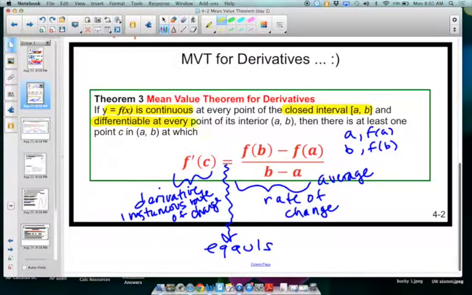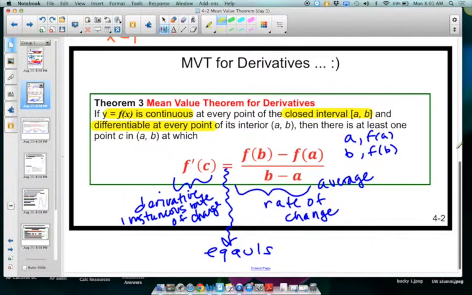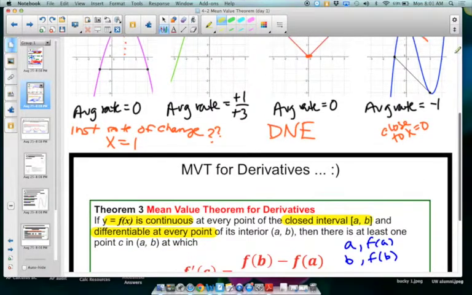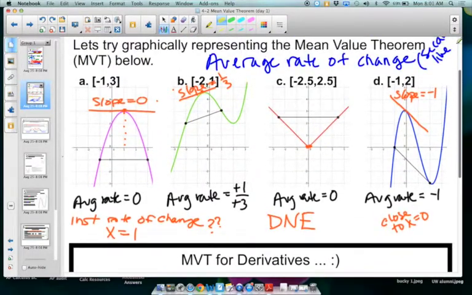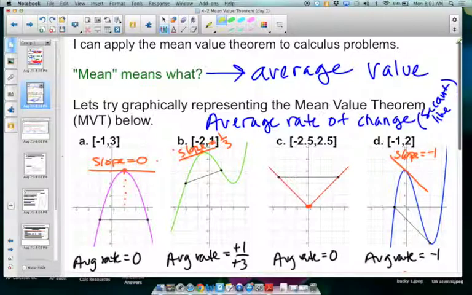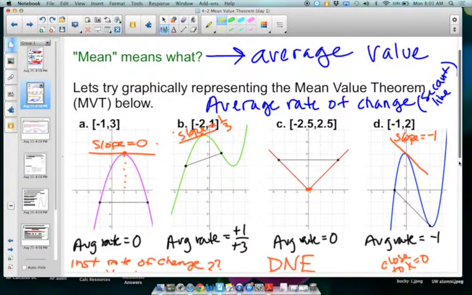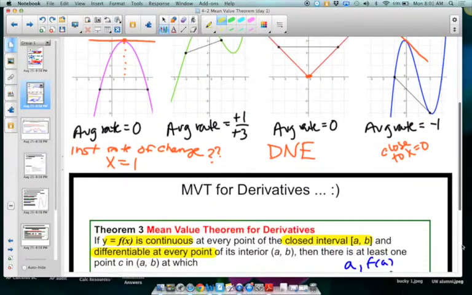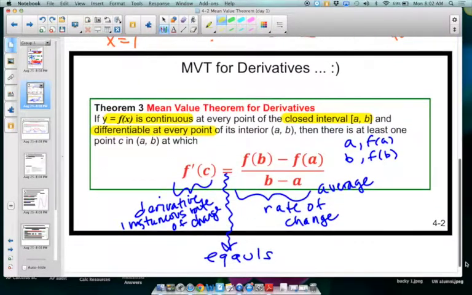Were all of those functions differentiable at every point? No. Okay. Tim says no. Which one was not differentiable at every point? Yeah, that's a corner, right? Two lines coming together is a corner. Two curves forming a sharp point is a cusp. Okay, so this is not differentiable at every point. That's why this had no average or instantaneous rate of change. So that type of graph isn't applicable for the mean value theorem.